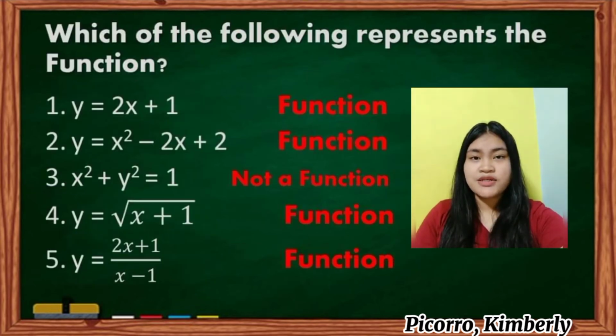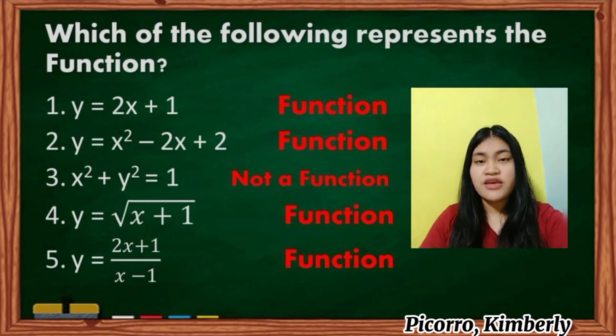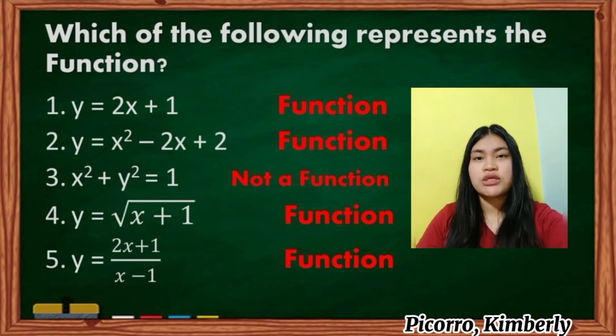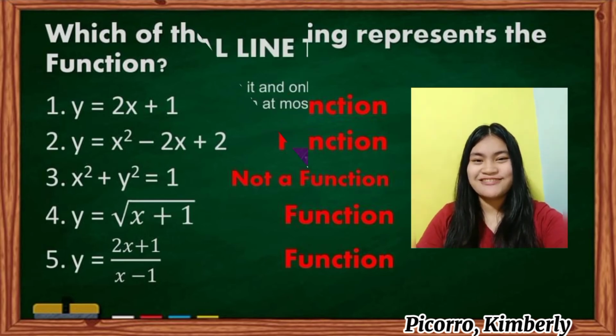Now, let's answer which of the following represent a function. Number 1 is a function. Number 2, function. Number 3, not a function, because if we use a graph, it will form a circle and it will have 2 points of intersection. Number 4 is a function. Number 5 is also a function.